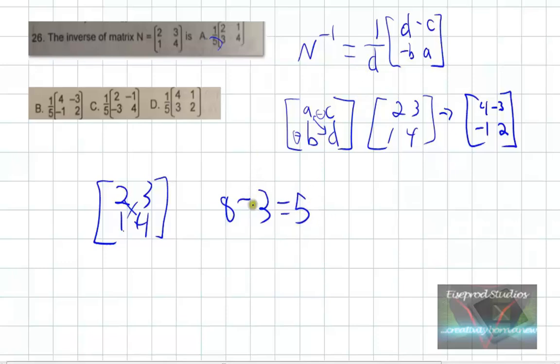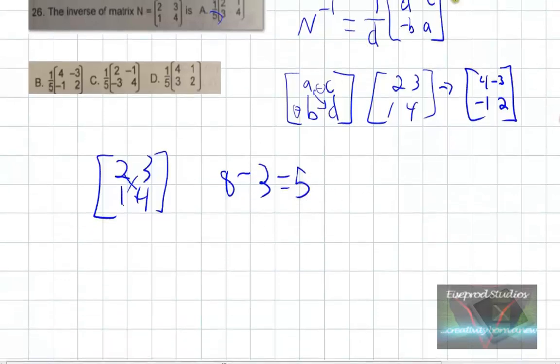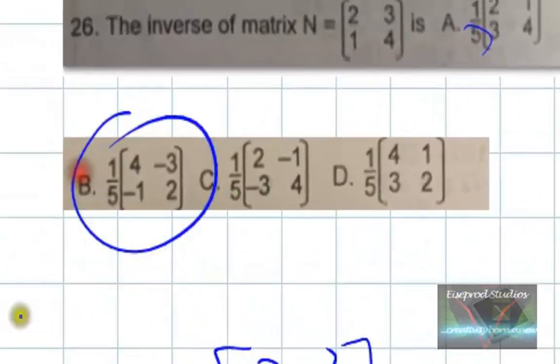So that means that our inverse is going to be 1 over 5 times this part that we identified earlier. 4, negative 3, negative 1, and 2. So this is going to be your answer, which is this one right here.